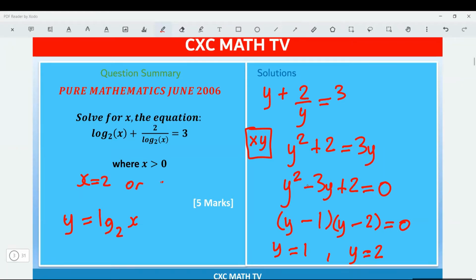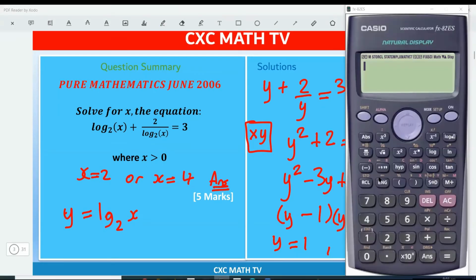Now, what I love to do, anytime you're doing a logarithm question, before you finish, is take out your calculator and just verify it. You always want to see that you're correct. So taking out our calculator, we're going to go log base 2 of when x is 2 plus 2 over log base 2 of 2. And we should get 3. Look, we got 3. So we can definitely conclude that 2 is correct.